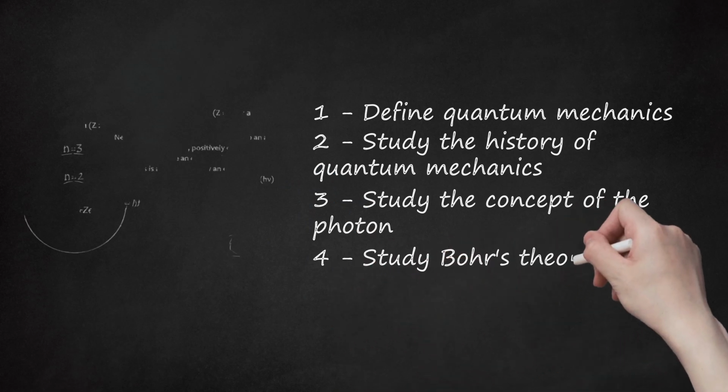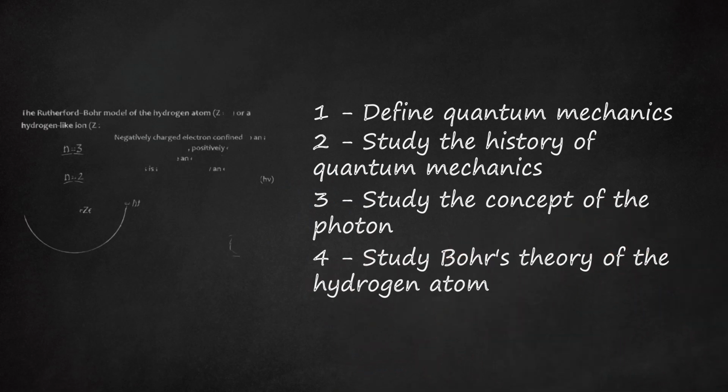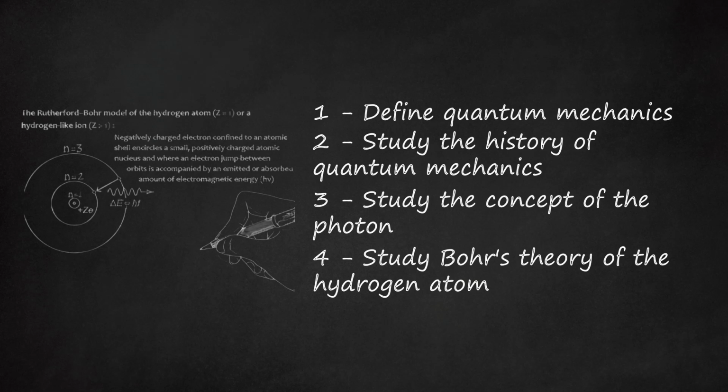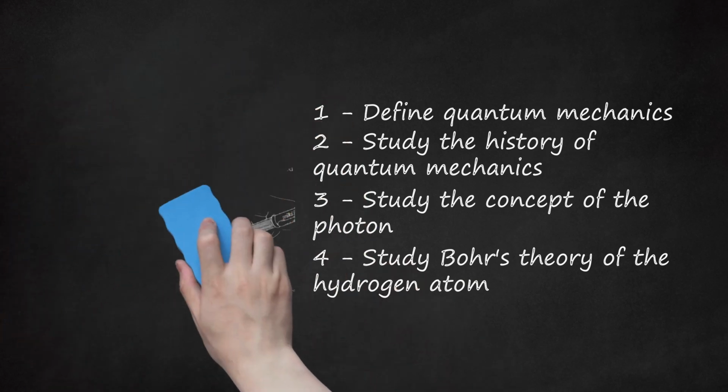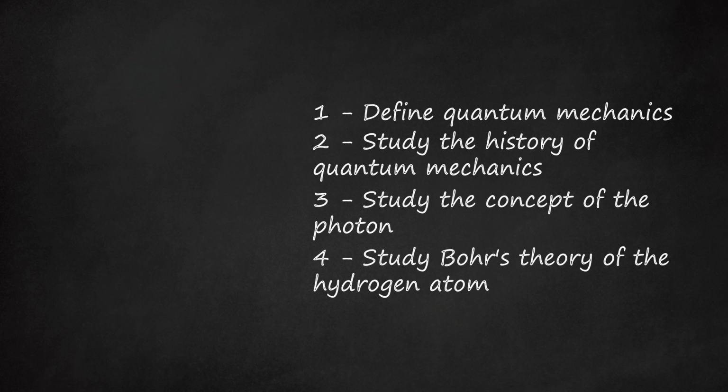4. Study Bohr's theory of the hydrogen atom. Although this theory was successful in predicting the structure and energetics of the hydrogen atom, it could not be extended to other atoms such as the helium atom. Bohr's ideas of this model, however, put forward the new concepts that formed the quantum theory later.